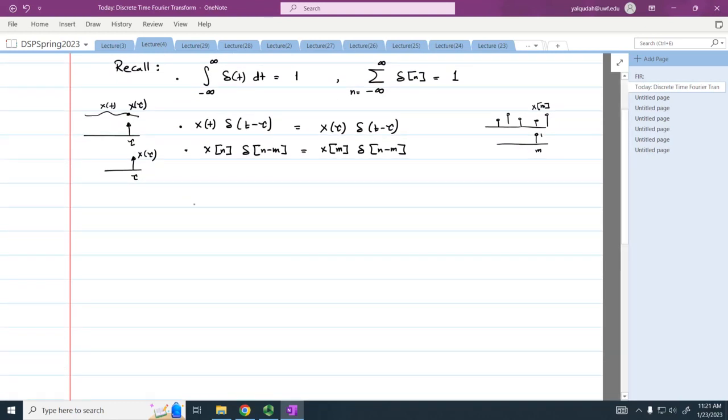Okay. Another formula. What is x of t convolved with delta of t minus tau? And you should know the answer to this.